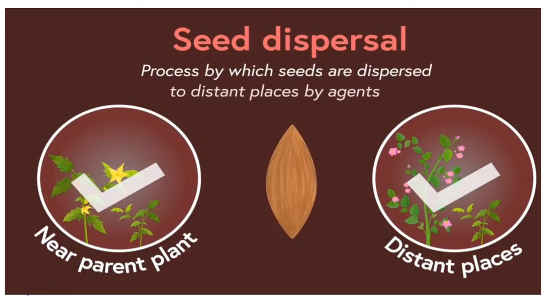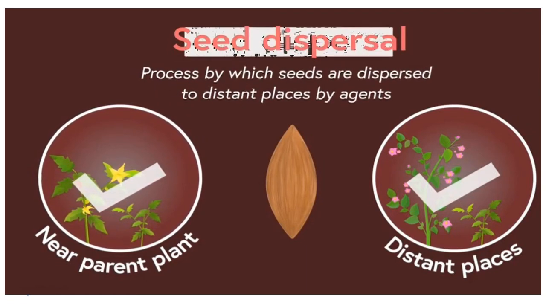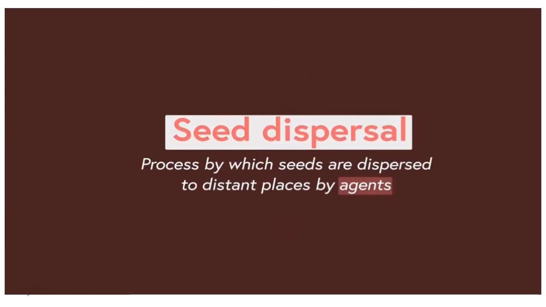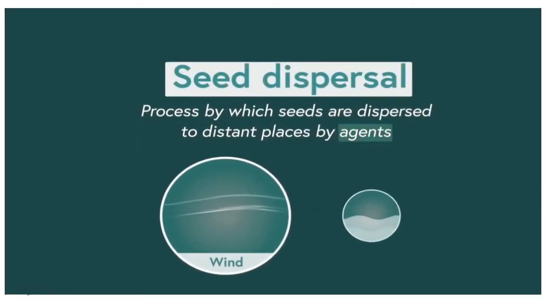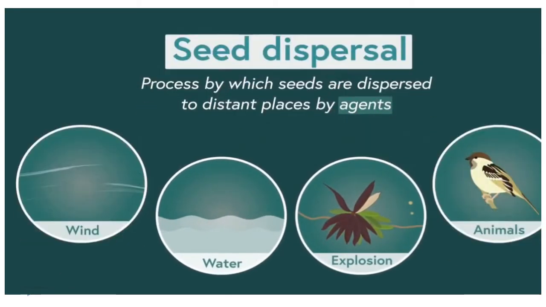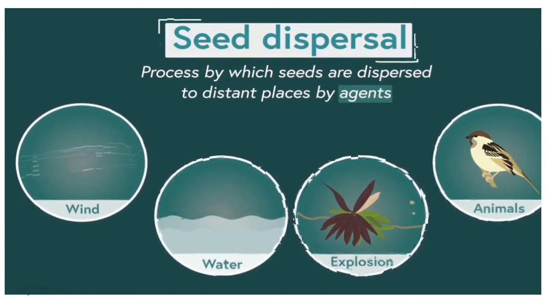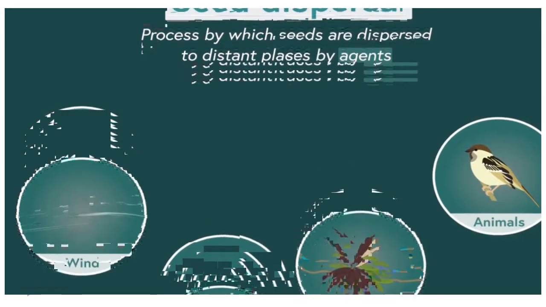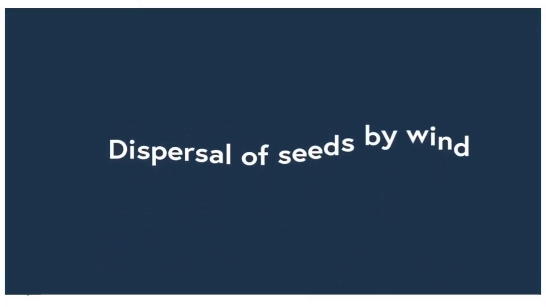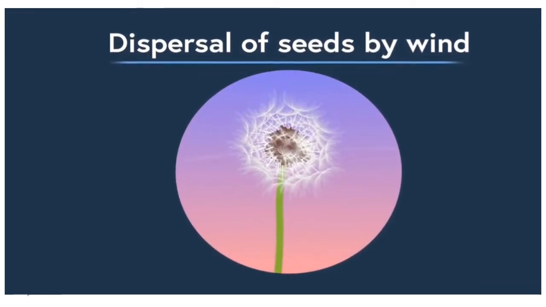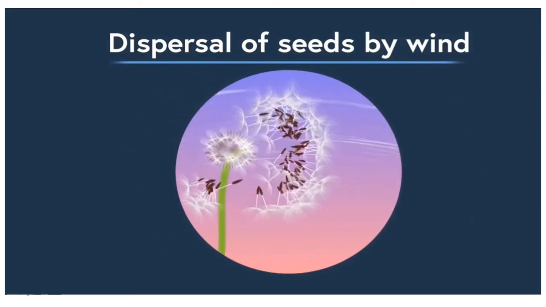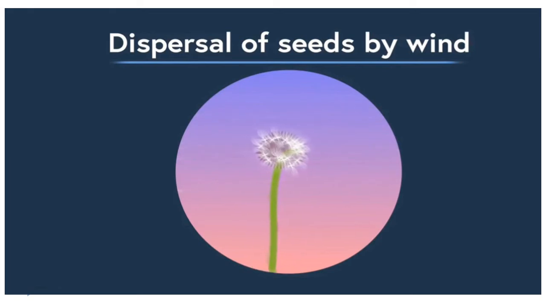The process by which seeds are dispersed to distant places by various agents is known as dispersal of seeds. Who are these agents? Seeds are transferred to various places by factors such as the wind, water, explosion, and animals. These agents make the process of dispersal of seeds easier. Let's now discuss this process in detail. Our first agent of dispersal is the wind. Seeds of plants like dandelions have parachute-like or hair-like structures attached that are so light in weight that they easily get carried away by the wind. Thus, even the seeds get carried to distant places.